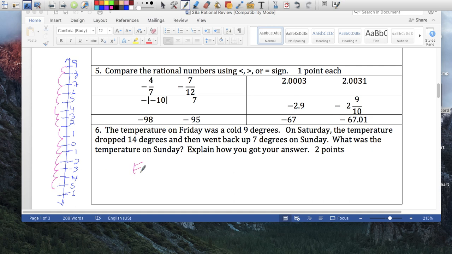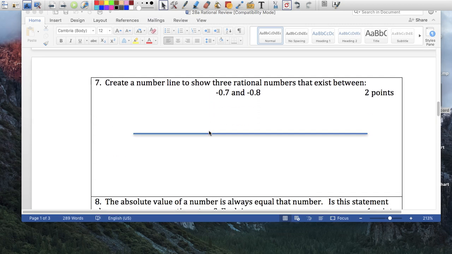So Friday was 9. Saturday, it dropped 14, so it went all the way to negative 5. And on Sunday, the temperature got a little warmer, and from negative 5, it went back up 7. So from negative 5, 1, 2, 3, 4, 5, 6, 7. So on Sunday, it was a warm 2 degrees. Okay, so all that should be in your explanation. And is there more? Yes, there is more.